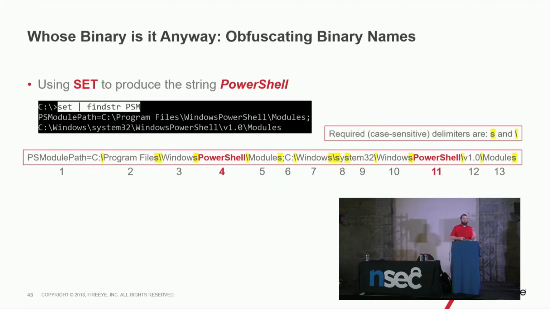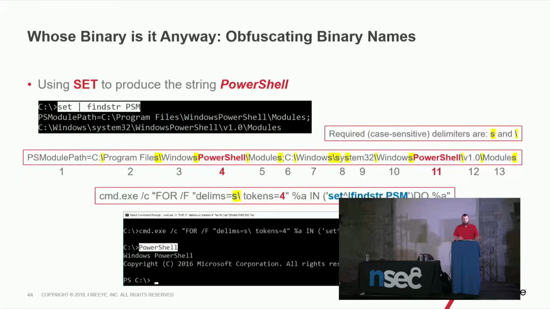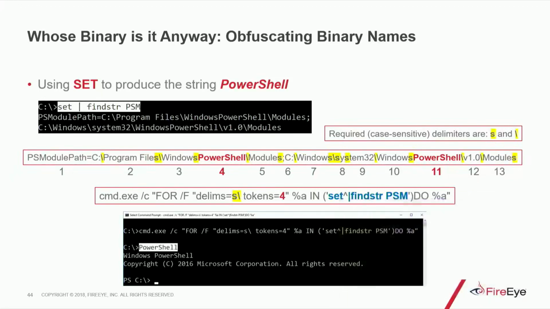So how can we actually do this on the command line using just cmd.exe? Well, the for loop in cmd.exe has a delims argument. So we can run the for loop, and at the very end, we run our subcommand, which is our set, findstr PSM. It takes those results, applies the delimiters that you gave, and then you can say, I want the 4th token, and it returns the string PowerShell. We can either just echo that string, or we can execute the string that comes back. So in this example, the for loop runs, extracts the string PowerShell, and then invokes it, and in this case, drops us into a PowerShell prompt.